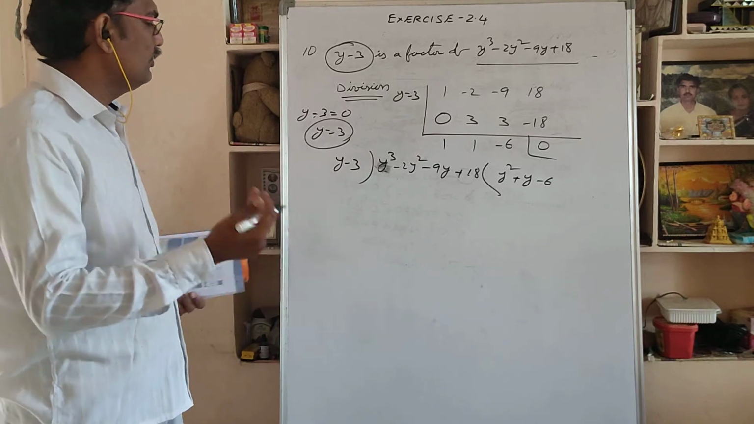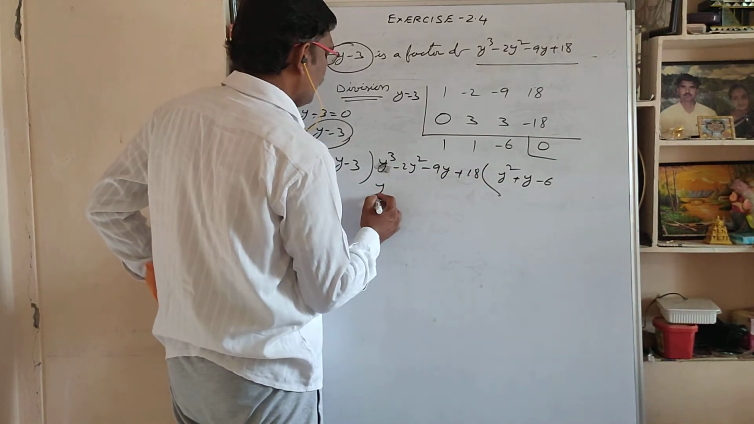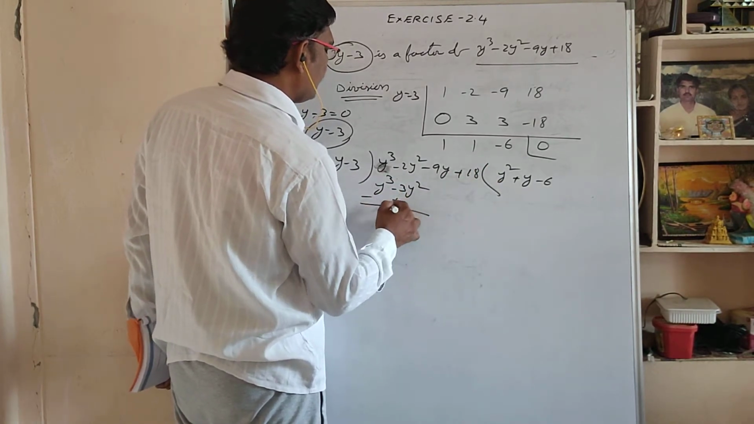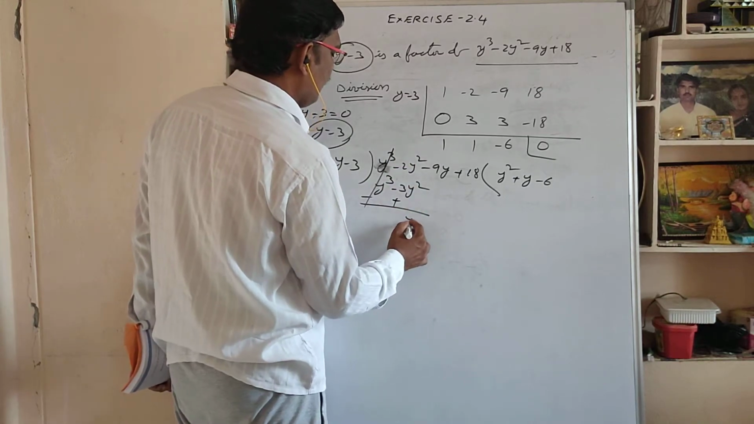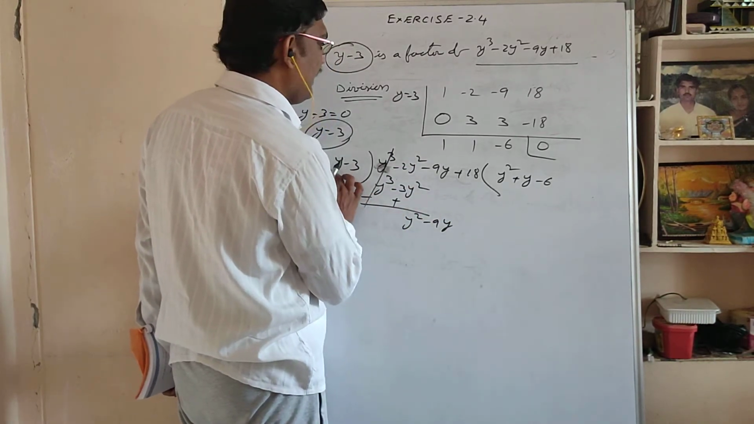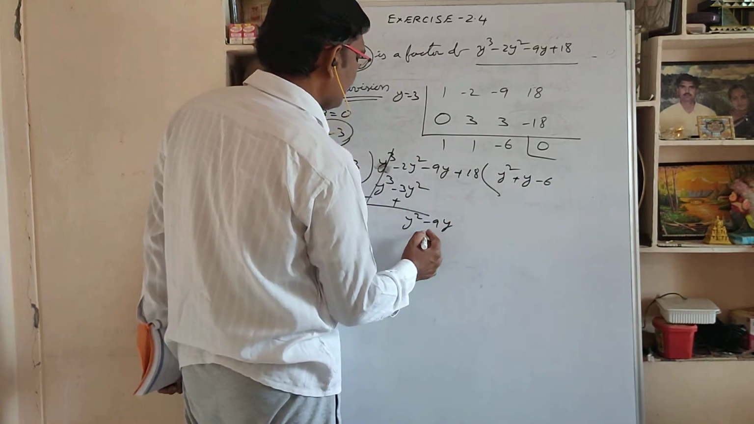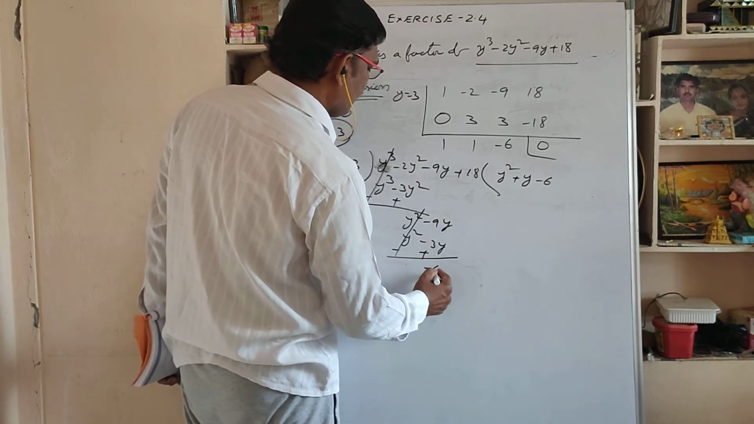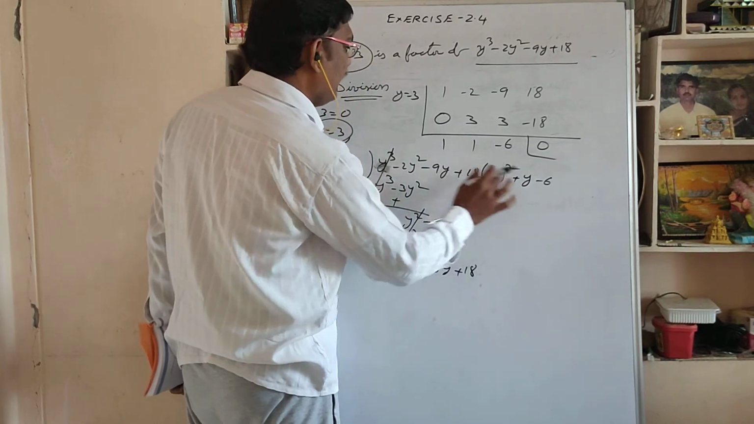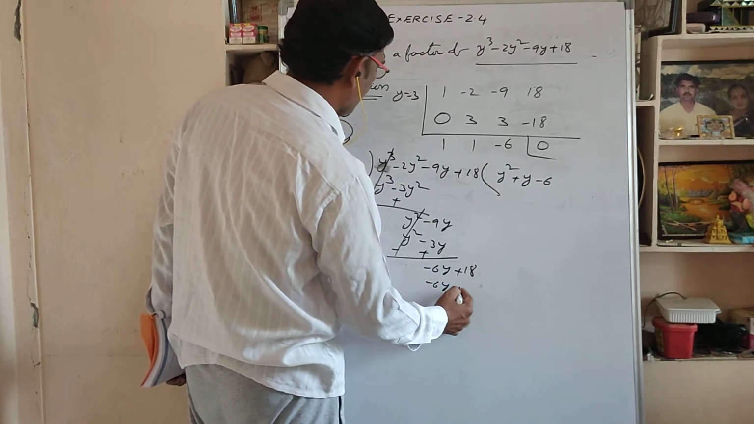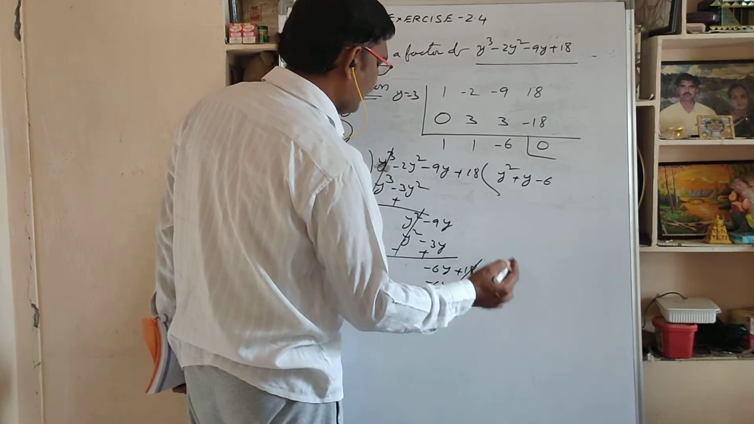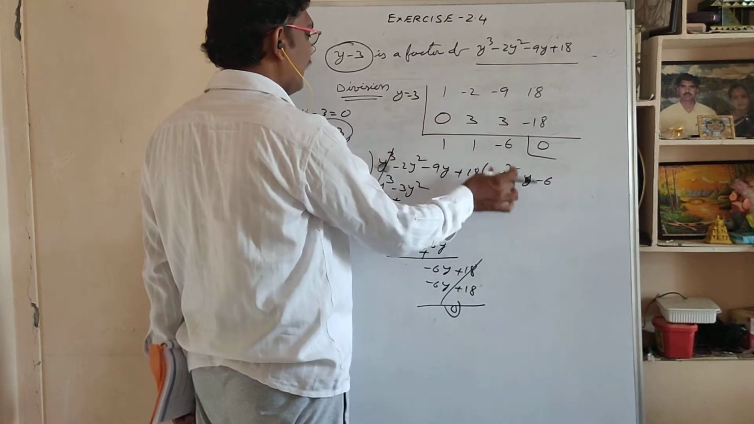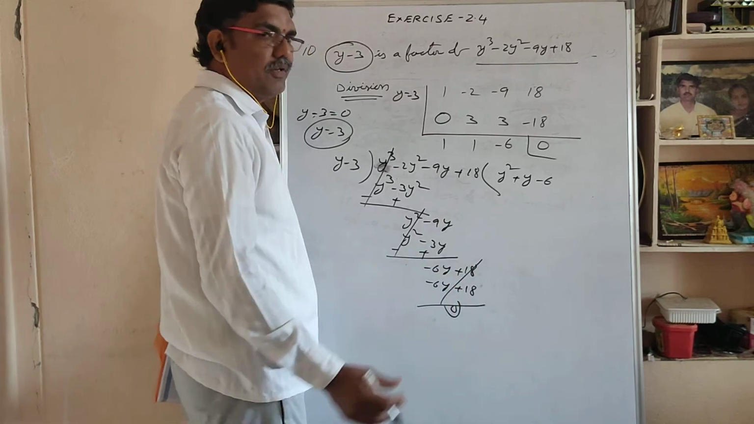If you want to know, you can do division. Y into y square is how much? Y cube. Minus 3 into y square is minus 3y square. Do subtractions. This were cancelled. Y square minus 9y, okay. Y into y is y square, okay. Minus 3 into y is minus 3y. Symbols change it. Minus 6y plus 18. Y into minus 6 is minus 6y. And plus 18. Cancelled and you got 0. So, by doing this division you can write the quotient, or like this long division you can do it.